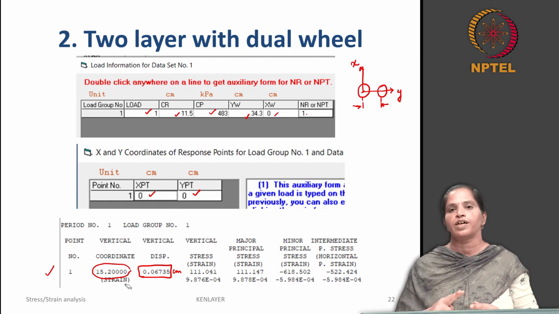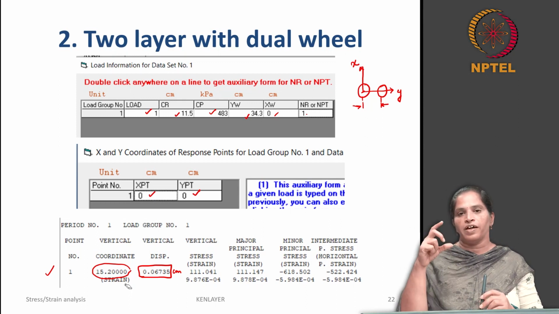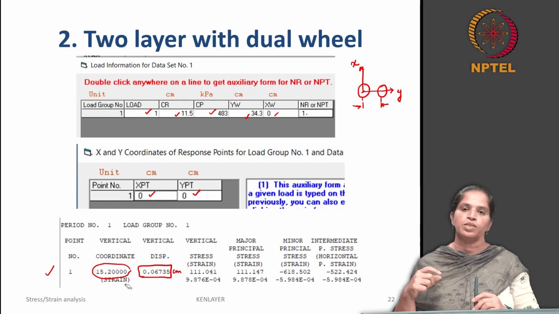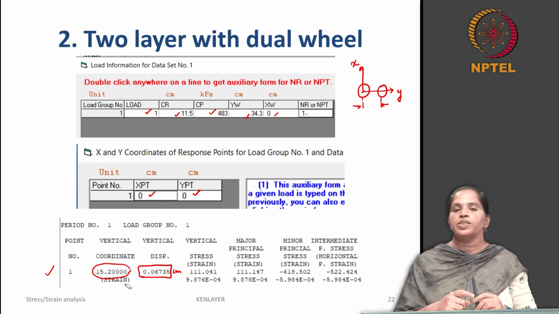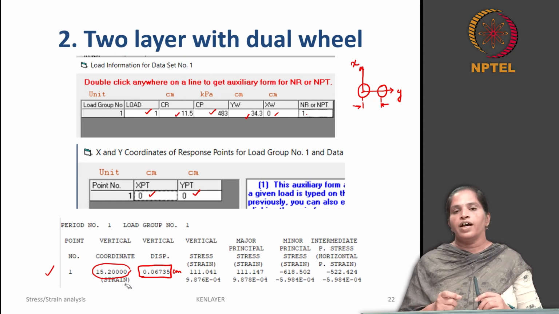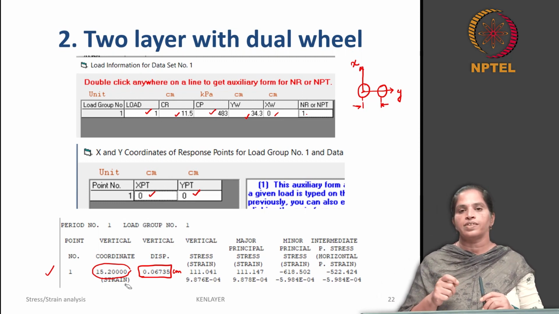In this lecture, we focused on a two-layered system and used the KENLAYER software to determine vertical stress and deflection at the top of the subgrade layer, and we have seen that the modulus of the top layer influences the stresses at the subgrade layer. In the next lecture, we will focus on the tensile strain and see how the axle configuration influences the tensile strain at the interface of a two-layer system.